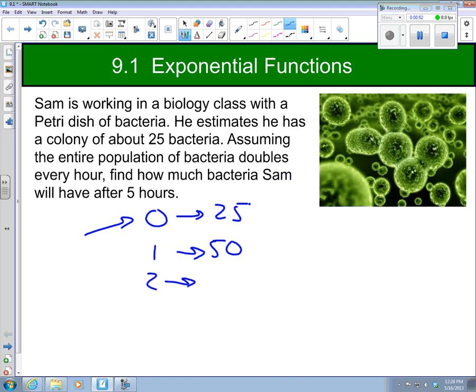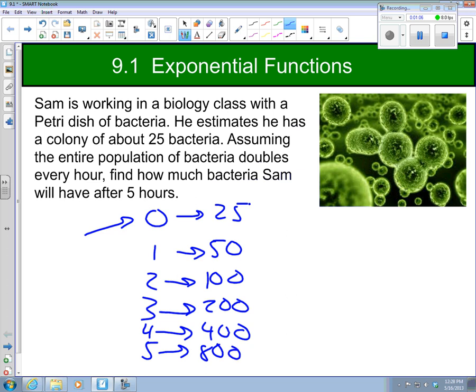2 hours, you'll have 100. After 3 hours, you'll have 200. 4 hours, 400. And finally, after the 5th hour, you'll have 800 bacteria in the petri dish.